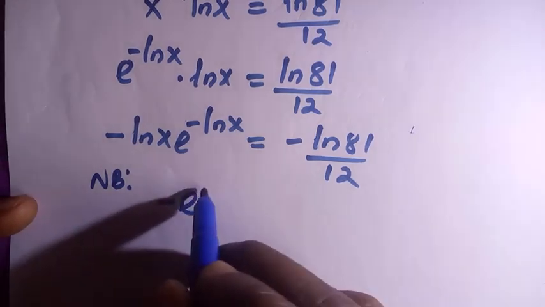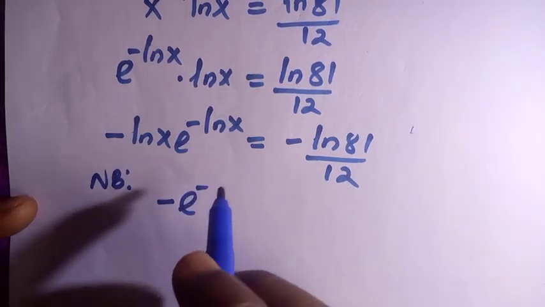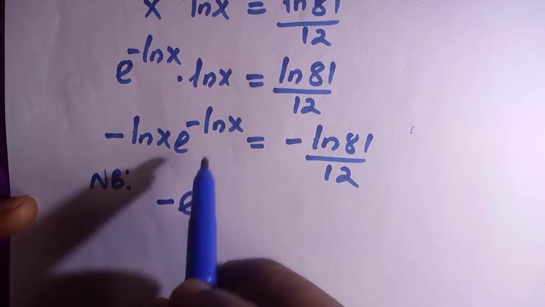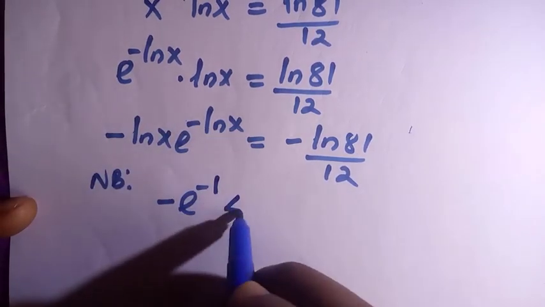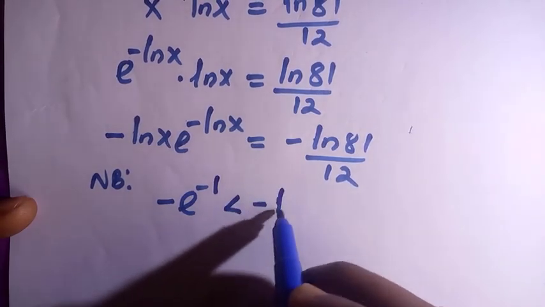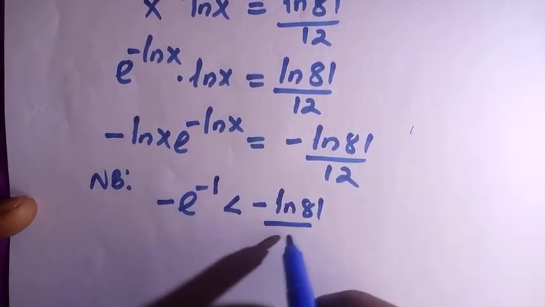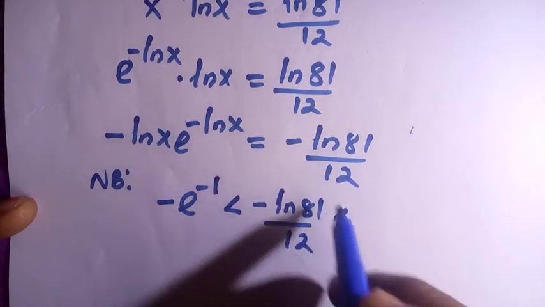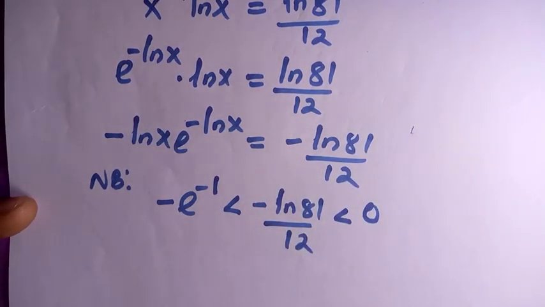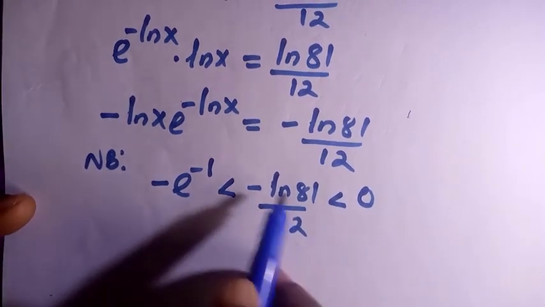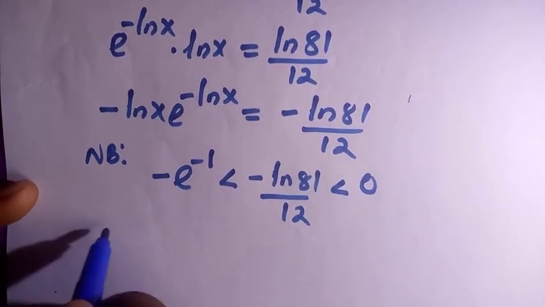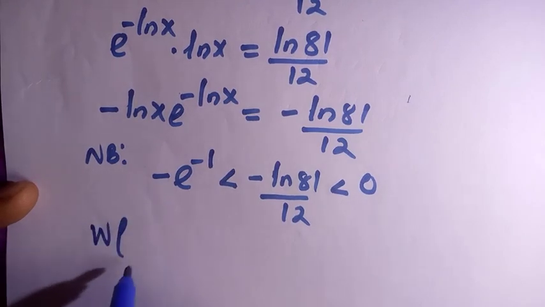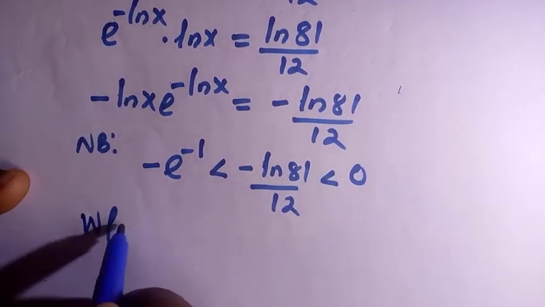But we should know that because this is exponential of negative 1, the value of it will always be less than negative ln 81 divided by 12, and this is also less than 0. Which means in this problem, we might possibly get two different values. So for this condition, we now introduce the W, which is the Lambert omega function.